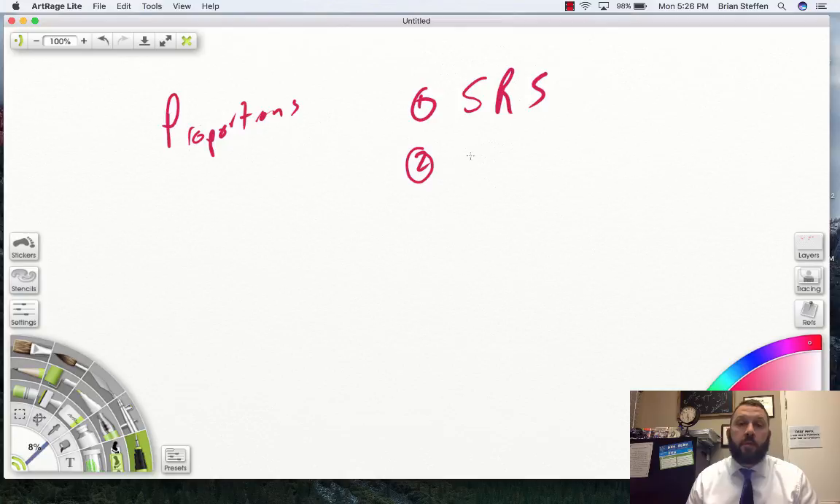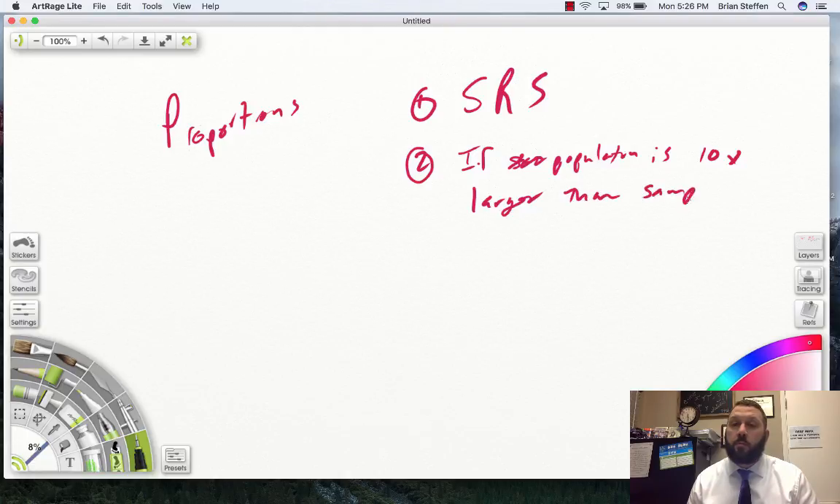independence. Let's go with this: if the population is 10 times larger than the sample, then picking one thing out of the population does not influence the likelihood of picking another thing out of the population, so we say then it's independent.